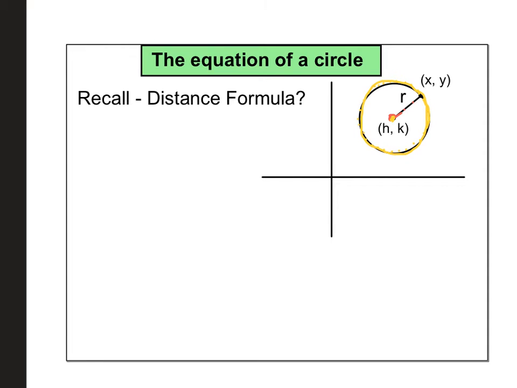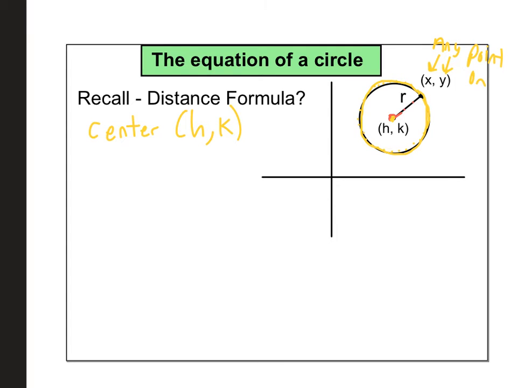Okay, so basically the distance from, we call the center of the circle HK, just because it's like a special point. We're going to use H and K in our formula in a minute. And then xy over here, this is just any old point on the circle. Okay, any point on the circle can be xy.